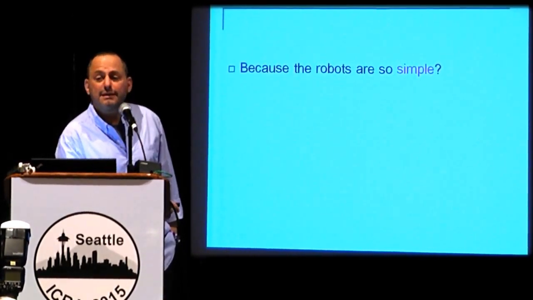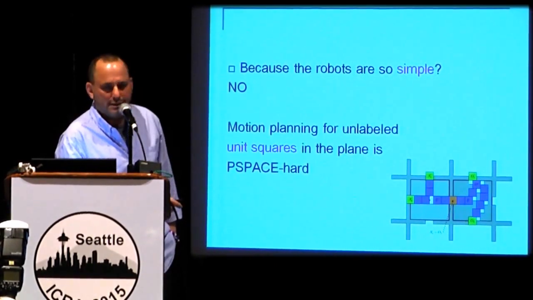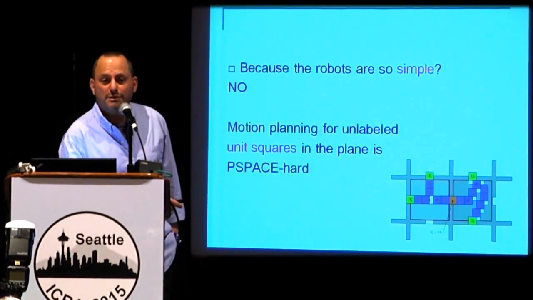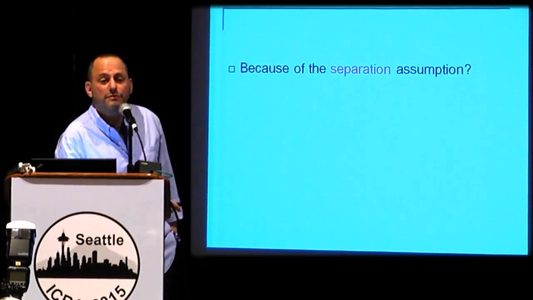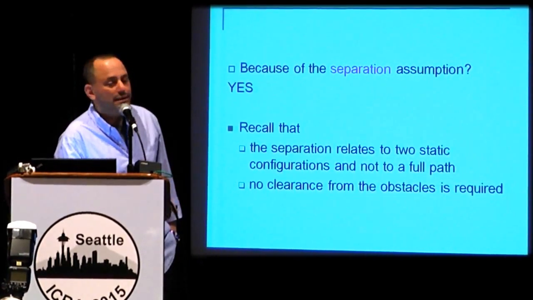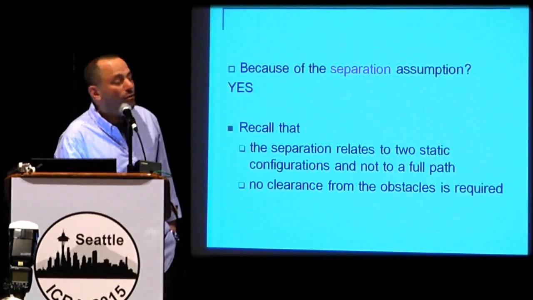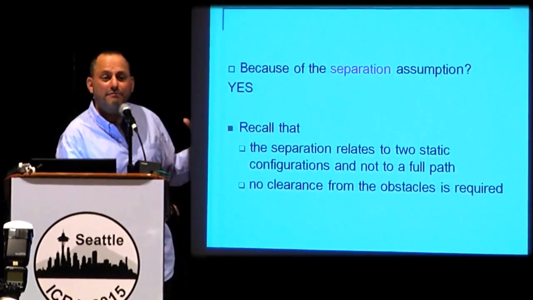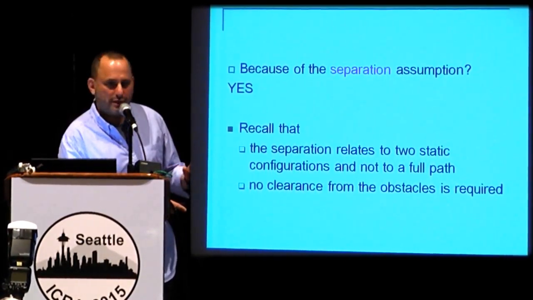Let's continue with checking the unlabeled problem that we started discussing. Is it easy because the robots are so simple? We already know that this is probably not the reason, because the problem for unit squares is PSPACE-hard. So is it easy because of the separation assumption? Yes. This is probably the reason why this problem is easy. Now, you may think that I got back to square one, to the sleeve required by sampling-based algorithms, but I argue that this is not the case.